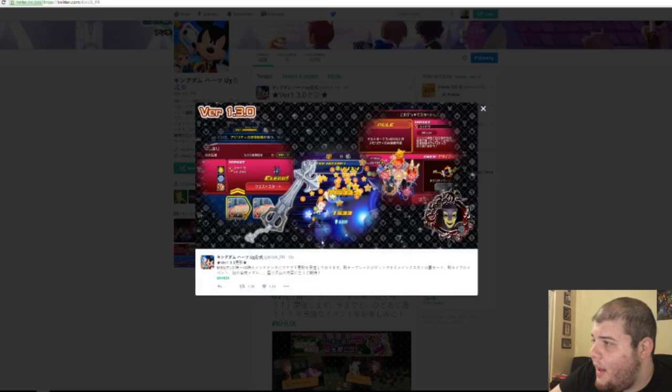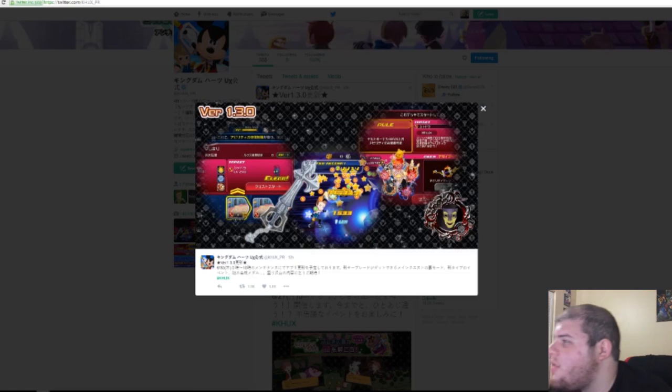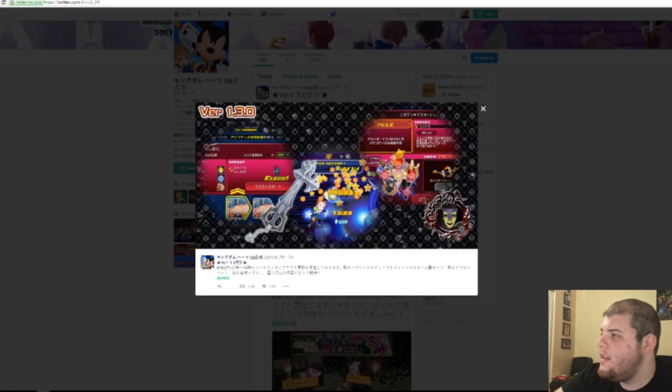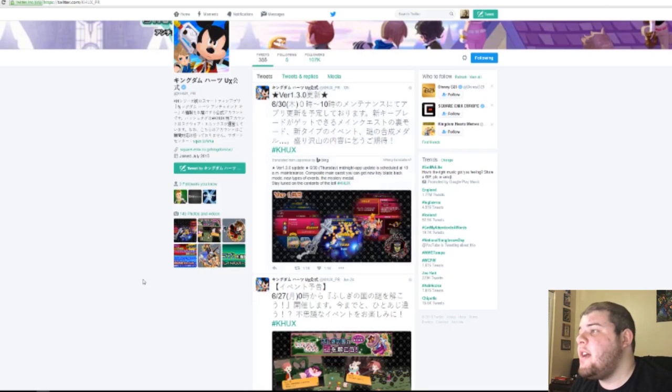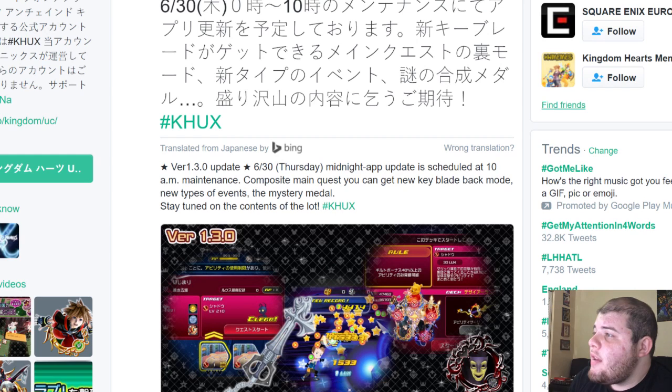Just saying. But anyway, there's a lot of pictures here, a lot of the same medals actually, in this corner area. But we're going to look at the translation yet again. And of course you can't read it, because you would have to read it in Japanese. So they have the translation right here by Bing, which is actually more accurate this time. Let's read it. Version 1.3.0 update.